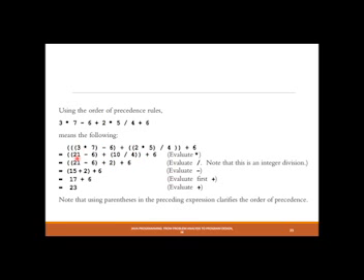Therefore, this will become 21 minus 6 plus 2 na lang, plus the last digit 6. So it will become 21 less 6 is 15. Then plus 2 plus 6 will give us the final answer 23. Note that using parentheses in the preceding expression clarifies the order of precedence.